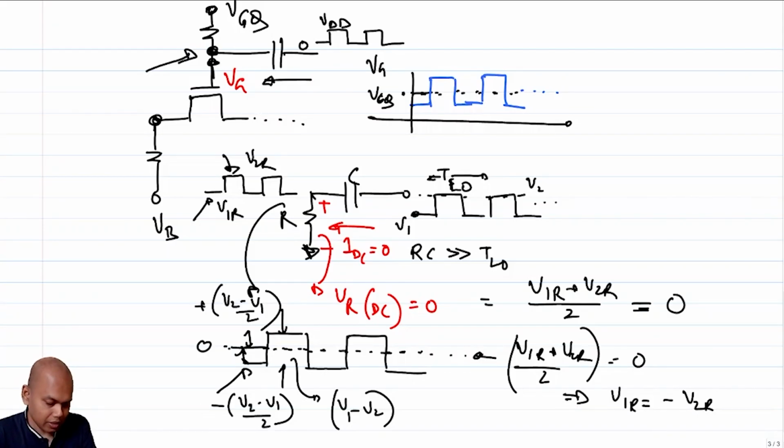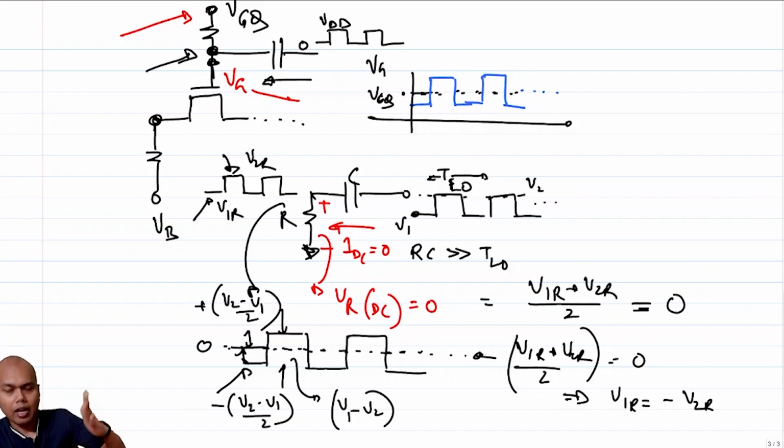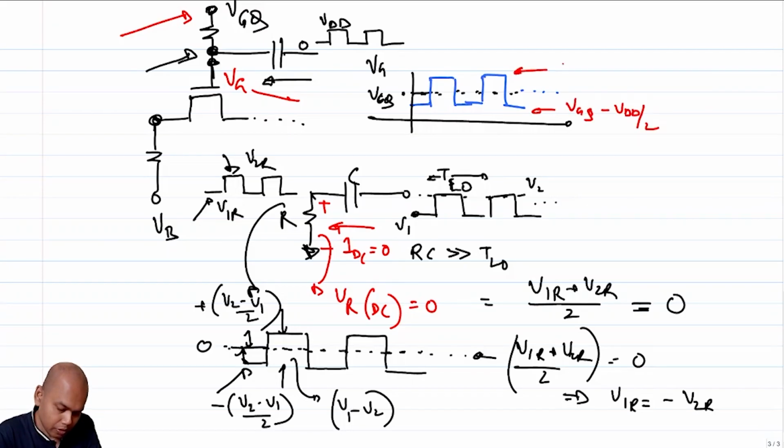So essentially, in our case, when you have a voltage source VGQ attached to it, this V2 minus V1 by 2 is VDD by 2, right? So it will be VDD by 2 above and below VGQ. So this will be VGQ minus VDD by 2, and this will be VGQ plus VDD by 2.